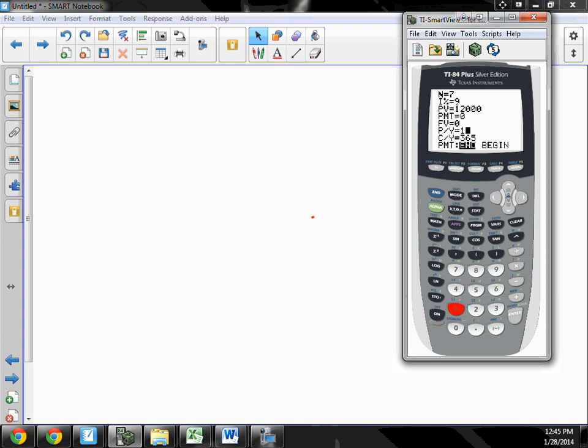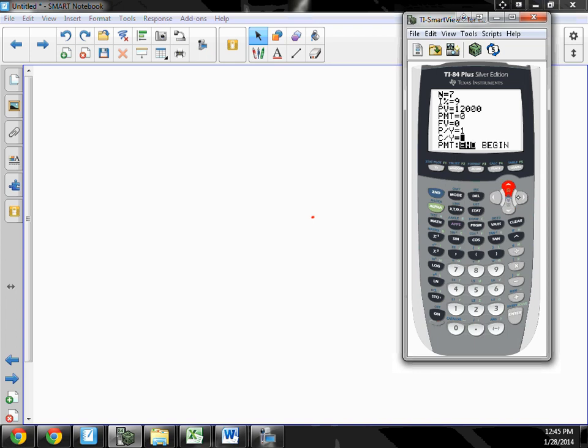Now, what if I put a 2 here? What would my capital N be? 14. And if I change this to 2 and N to 14, it will not affect the problem. And you'll notice that the compounds per year automatically jump to 2, but it needs to be 1 because it says compounded yearly.